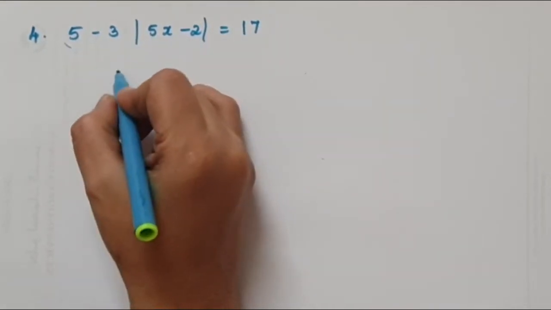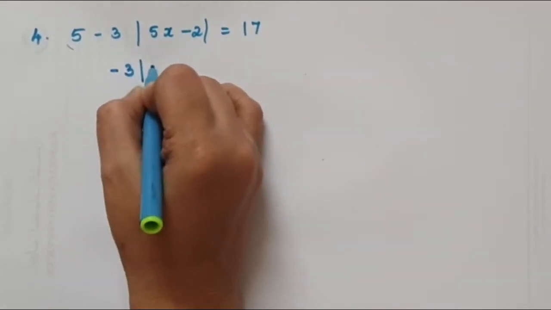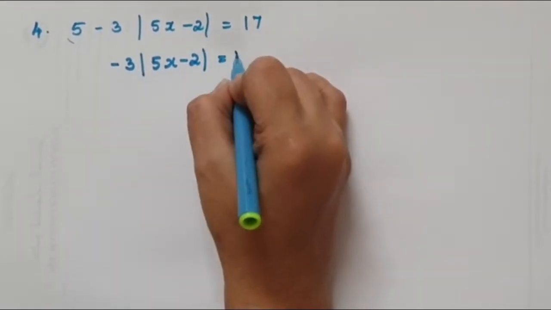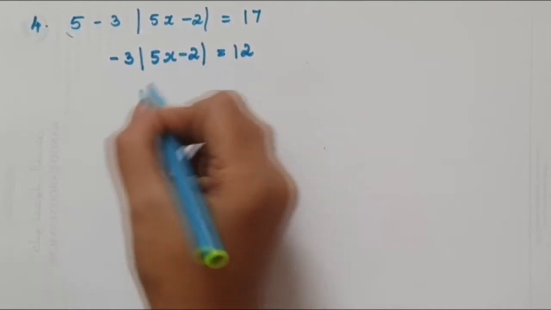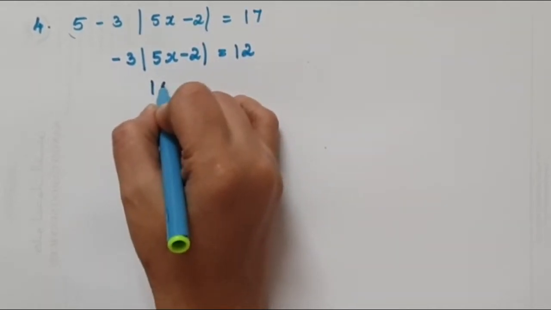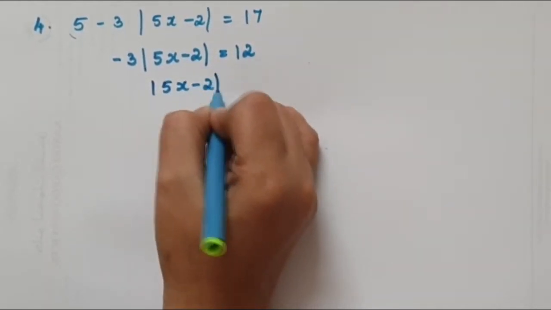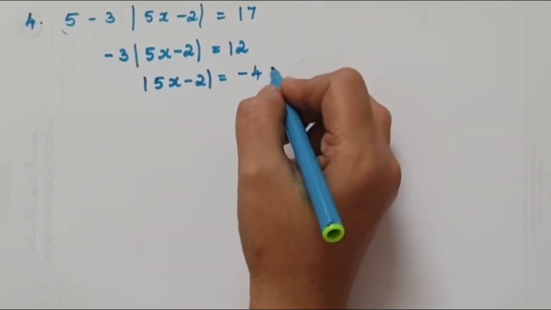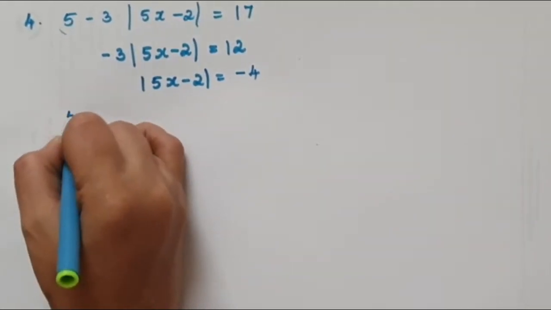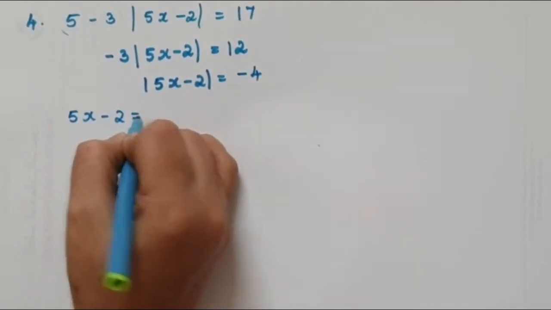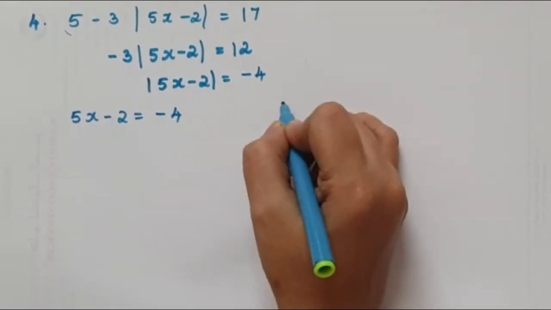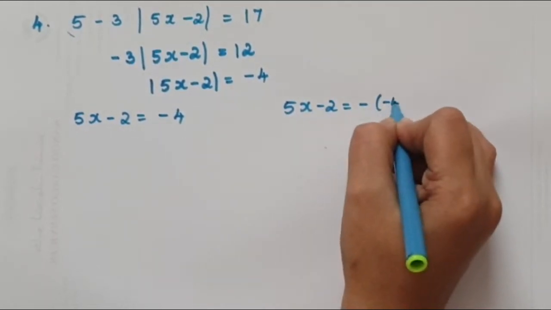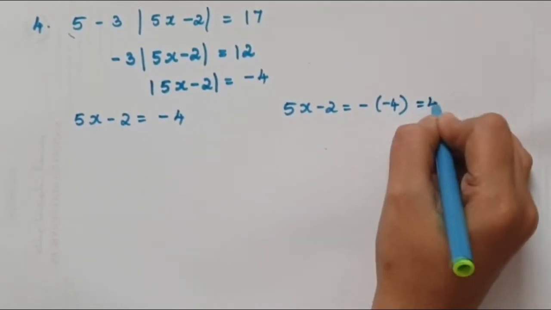So now let us shift this 5 over here. So it is negative 3 times the absolute value of 5x minus 2 equal to 17 minus 5, which gives us 12. Now divide by negative 3 on both sides. So the absolute value of 5x minus 2 will be equal to negative 4. Now we write 5x minus 2 equal to negative 4, and 5x minus 2 equal to negative of negative 4, so it gives us a positive 4.